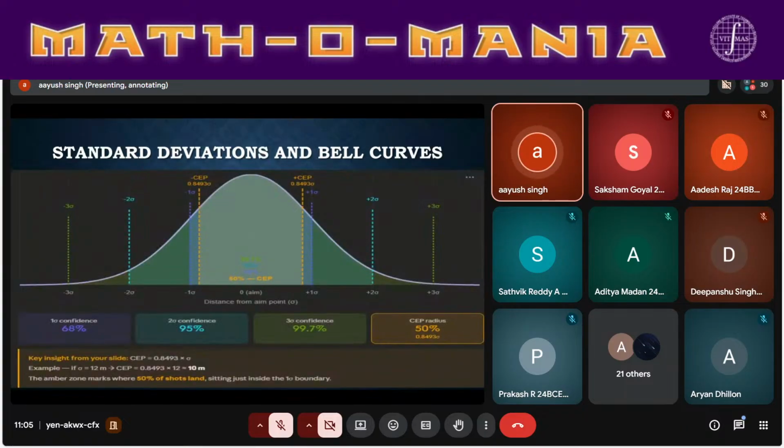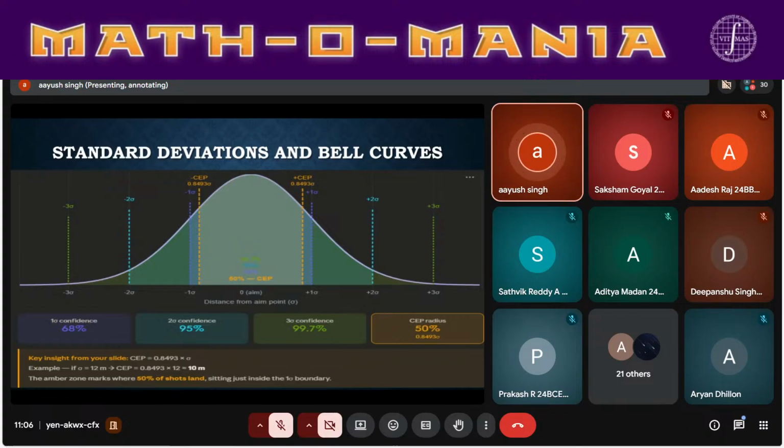Now let us understand what a bell curve is first. A bell curve is a pattern that we see throughout statistics. It is also used to find the CEP. Here our main idea is to find the area under the curve. Between plus minus 1 sigma, which is one standard deviation, the area covered is 68%, which means if we take the target as the center of a circle, 68% of the missiles will land in that particular circle.